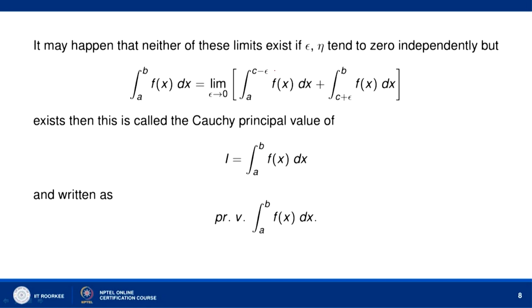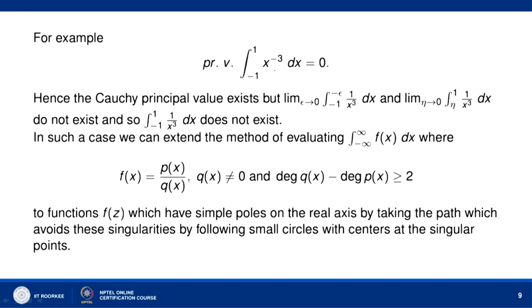So, for example, let us consider this example. If you take f(x) equal to 1 by x cube and the interval of integration we take as minus 1 to 1, then at the point x equal to 0, you see f(x) becomes infinite. So, now let us see that the Cauchy principal value exists here.